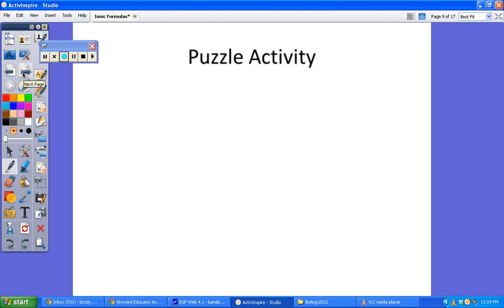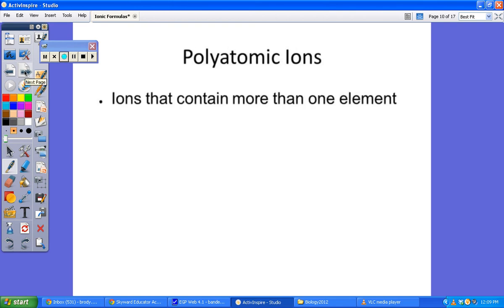Okay, on Wednesday we're going to do a puzzle activity with this. I want to talk about polyatomic ions in my next conversation, so I will stop it here, and you can go take the quiz now.